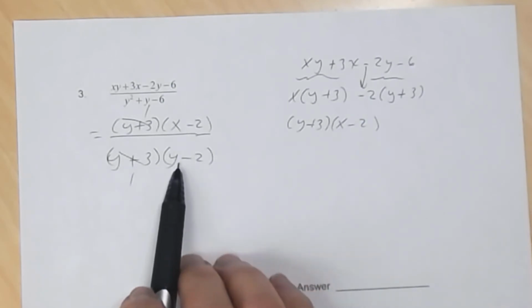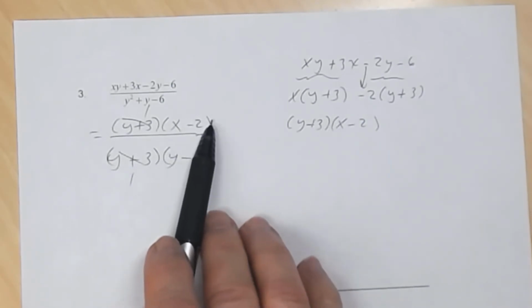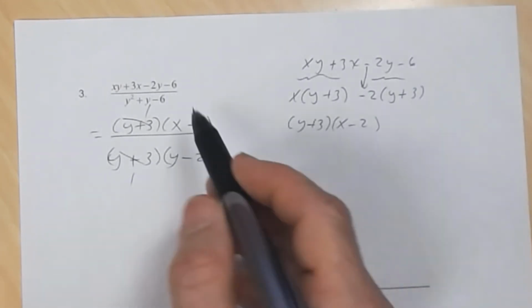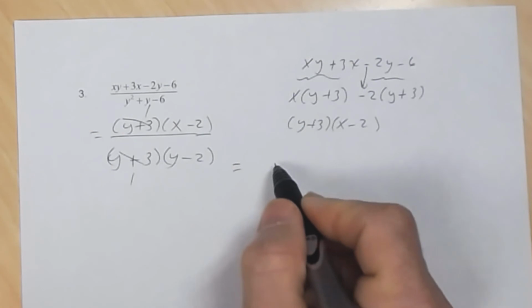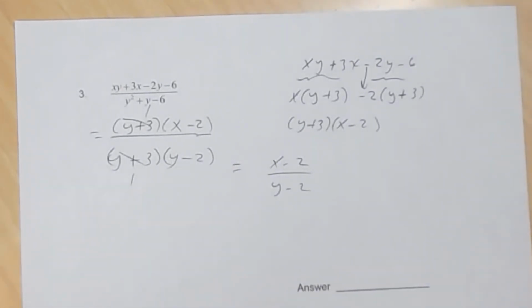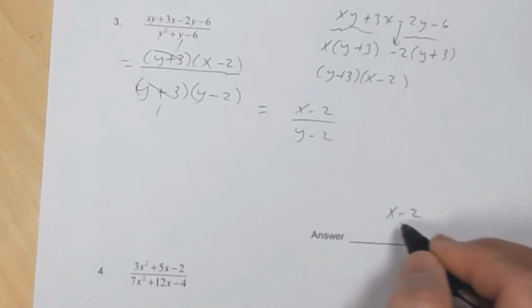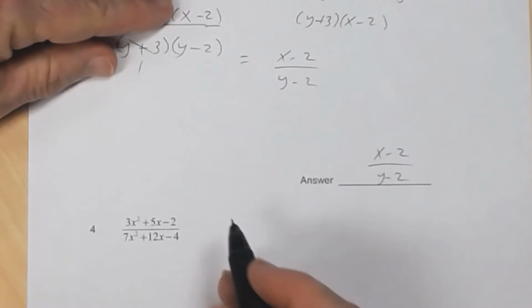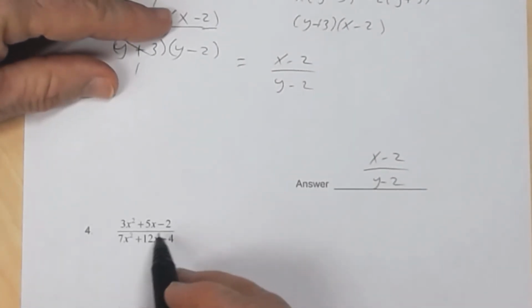Be careful, this is y minus 2. This is x minus 2. Do you see x minus 2 occurring as a factor down here? Nope. So you're done. So the answer is 1 times x minus 2 is x minus 2. 1 times y minus 2 is y minus 2. So there's your answer. x minus 2 times y minus 2. Okay, number 4. All right, so I'm going to factor both of those.